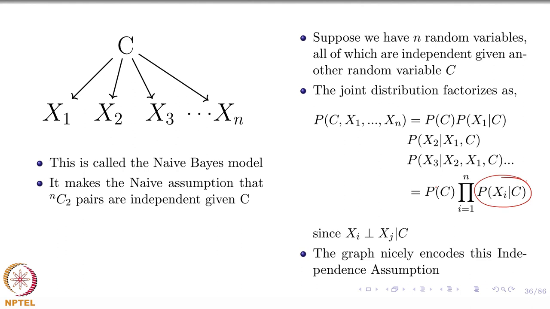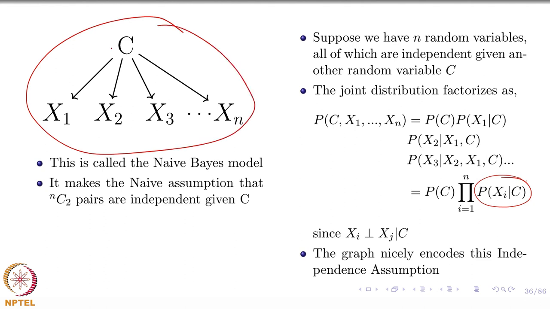So the key thing here, which makes the naive Bayes model simple and popular, I would say, is that they're making this independence assumption, which greatly simplifies the joint distribution, right? So this is the idea that we need to latch on to, that independence assumptions are important, and I have been trying to reinforce this again and again even during the last lecture. And the other key idea is that you can use a graph to encode this information, right? So the graph clearly tells you that all the variables are independent of each other given C, right?